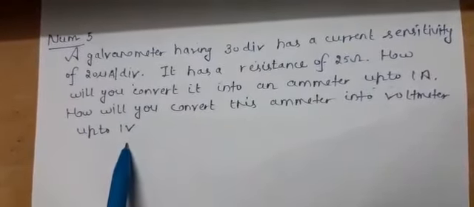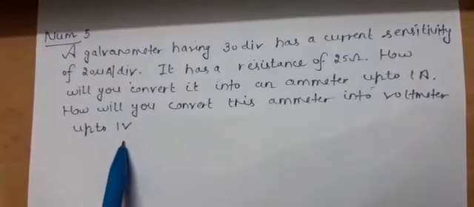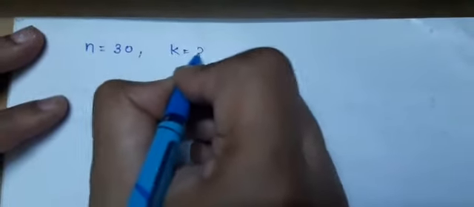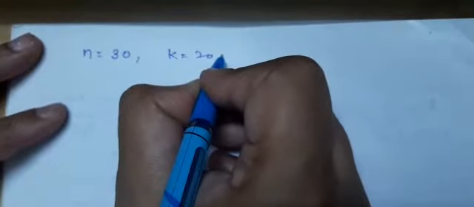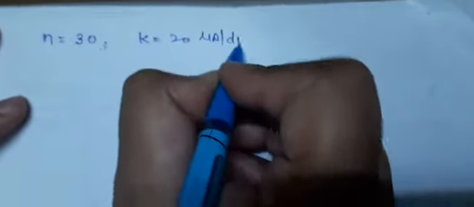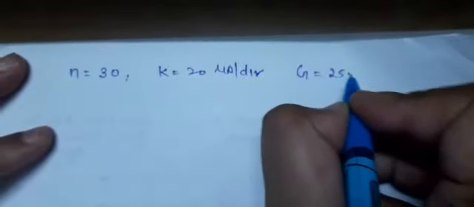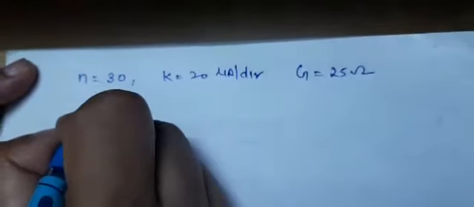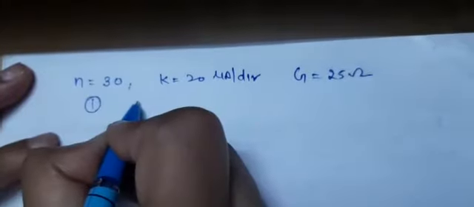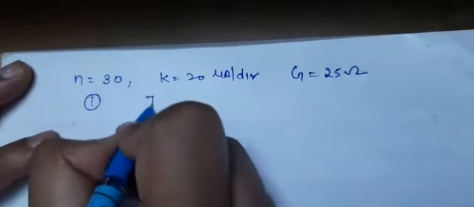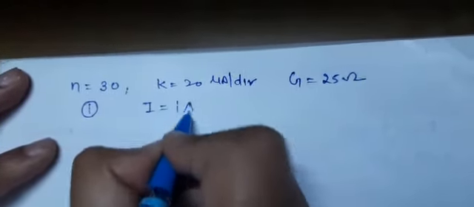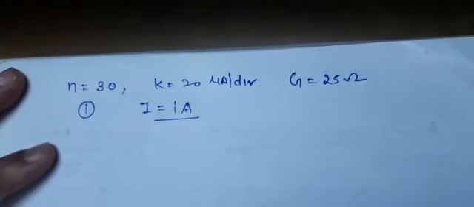Whatever data have been given, we will write it separately. So first of all, number of divisions is 30, current for one scale deflection is 20 microampere per division, and galvanometer resistance is 25 ohm. Now the first point is we have to convert it into an ammeter having a value of 1 ampere, that means I is given to be this.